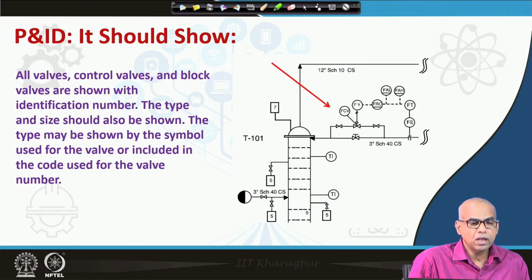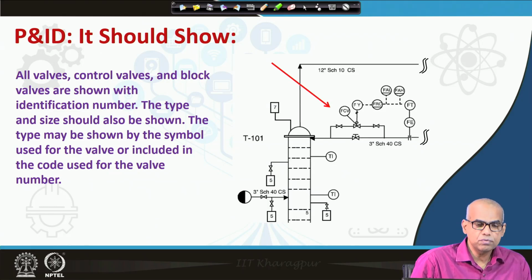Piping and instrumentation diagram should also show all valves, control valves, block valves with identification number. The type and size should also be shown. The type may be shown by the symbol used for the valve or included in the code used for the valve number.